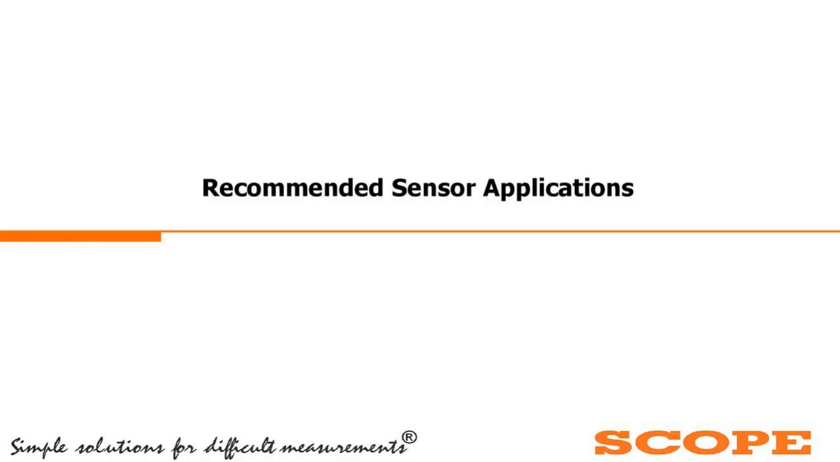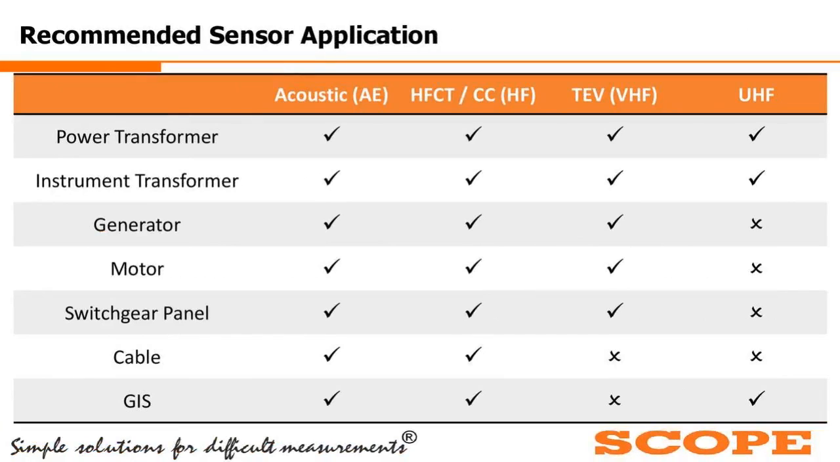Now the recommended sensor applications. We saw the sensors that are compatible with the kind of equipment that you're dealing with. So we had seen the switchgear panels, then you have got cables. In cables, generally acoustic and HFCT technology, or the sensors in this region, are used. Then in GIS, you have got acoustic, HFCT, as well as UHF. So except TeV, almost all the sensors are compatible with it.